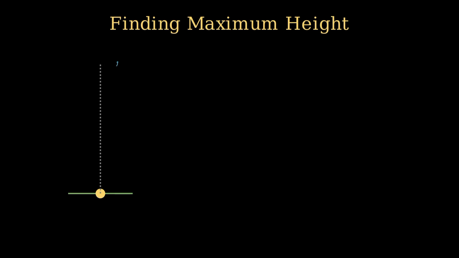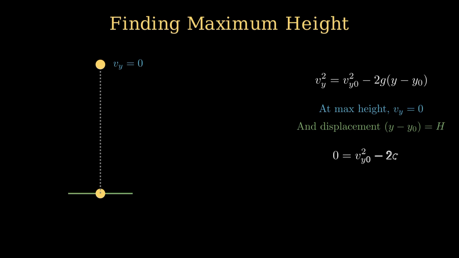How do we find the maximum height? At the very top of its path, the ball briefly stops, so vertical velocity is 0. Plug 0 into our third equation and solve for displacement. And we get our formula for max height.